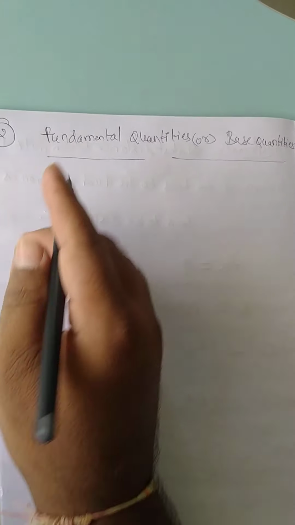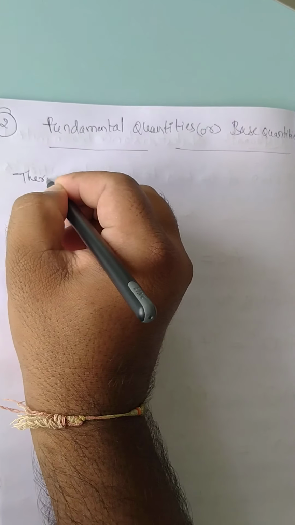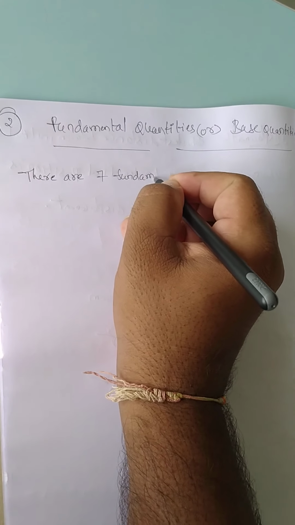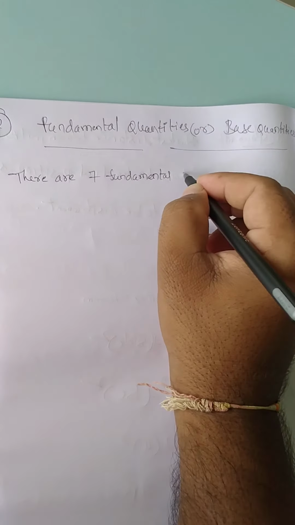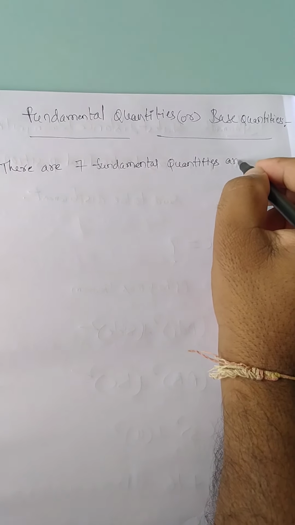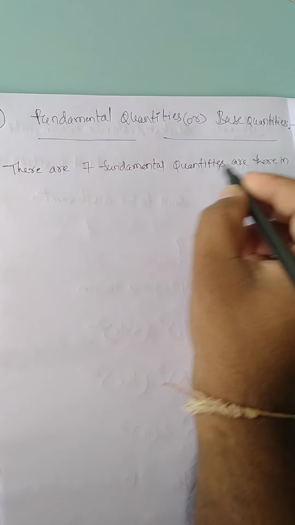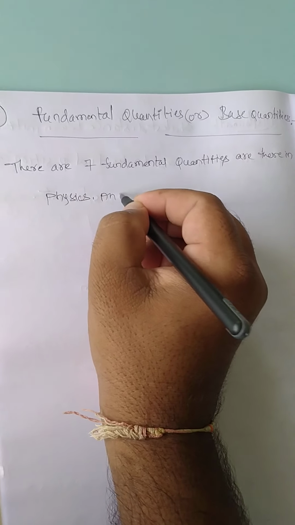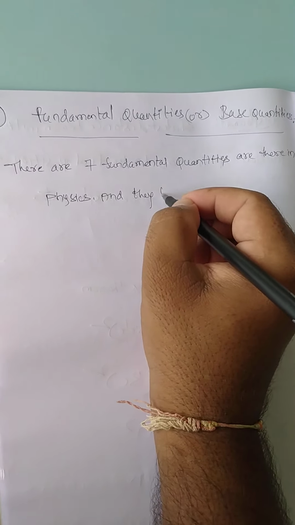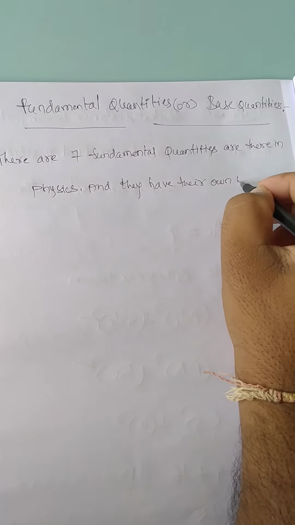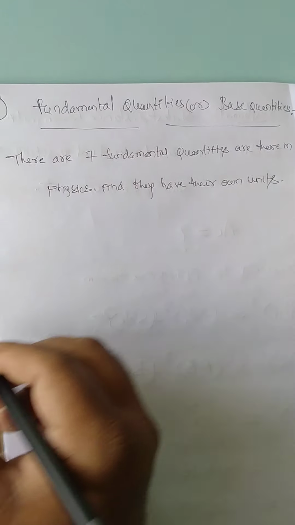Now I want to discuss that there are 7 fundamental quantities in physics, and they have their own units. What are the 7 fundamental quantities?